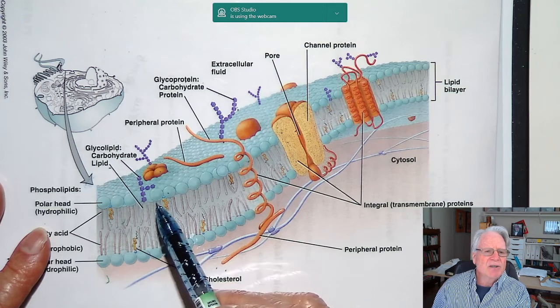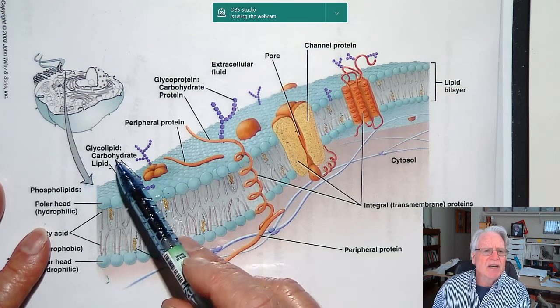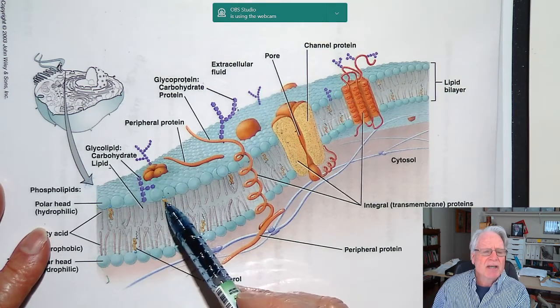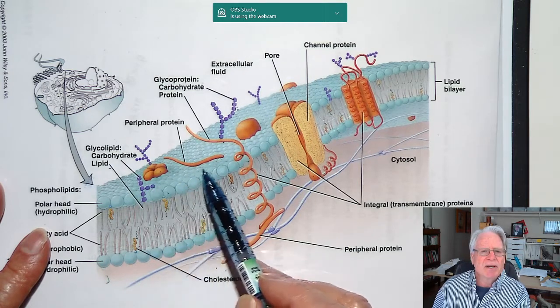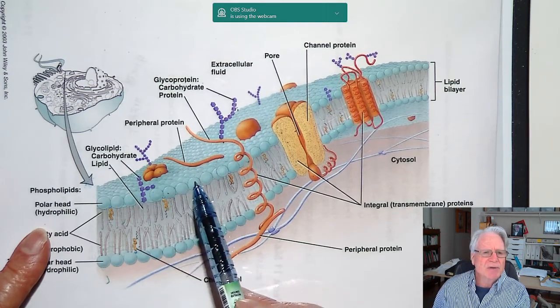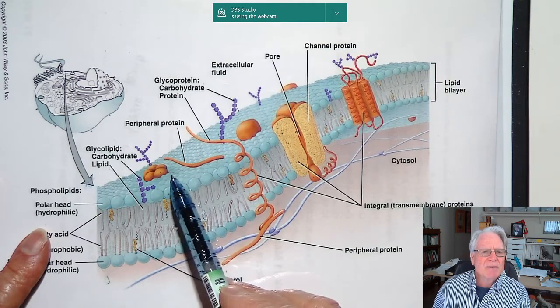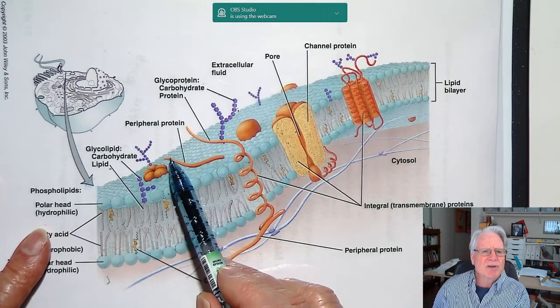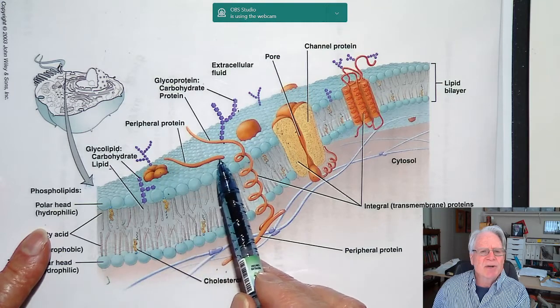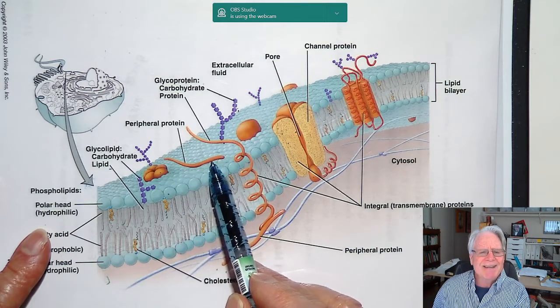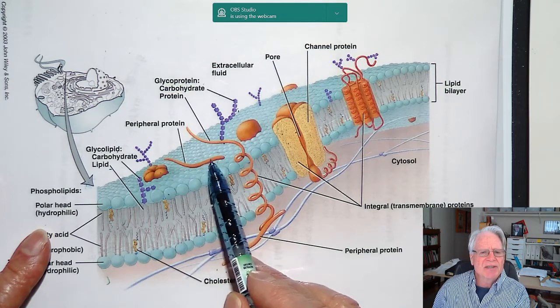So what is a glycolipid? Well, that's a lipid upon which we attach a sugar. And we see those spread out through the cell and poking out. We'll talk about what that all means later on. We have here what is called a peripheral protein. And that is a protein which is only on one side of the membrane. So in this case, it's on the outside.